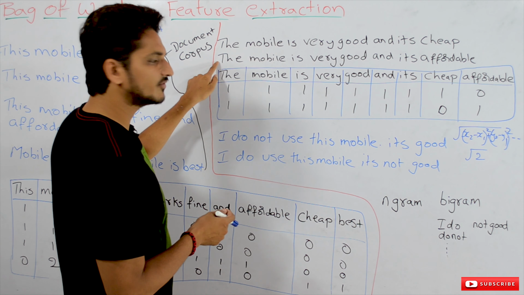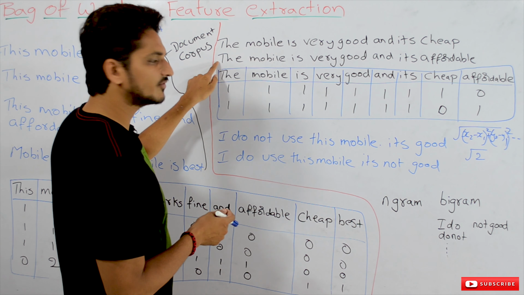Okay, you understand? So coming to the next example, one more point we have to understand from this bag of words. Let's take these two statements. "I do not use this mobile, it's good." "I do use this mobile, it's not good." These two statements have the same words: I, do, use, this, mobile, it's, not, good.